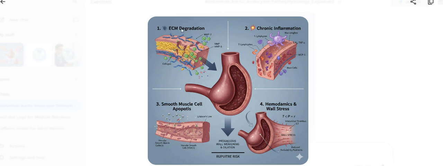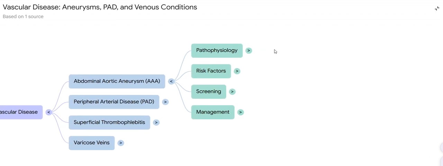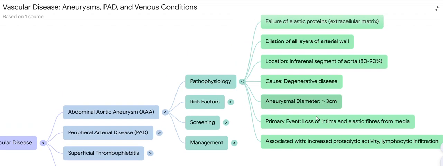These are the steps. So there will be extracellular matrix degeneration because of the proteolytic enzymes, and then there will be chronic inflammation. There will be lymphocytes, and there will be death of smooth muscle cells, and of course there will be damage and rupture, dilatation, etc. So moving on, now that we have that in mind, let's look at the pathophysiology points.